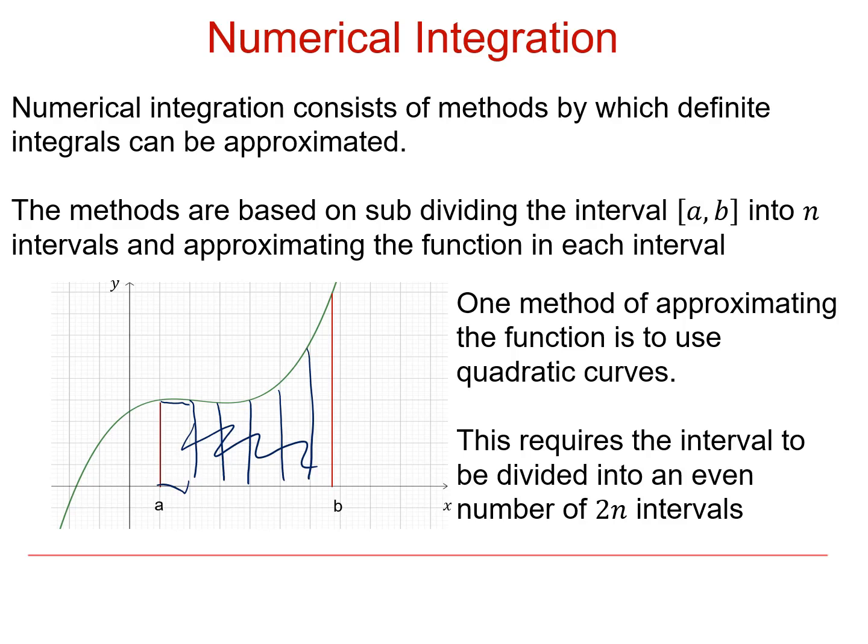One method of approximating the function is to use quadratic curves, but quadratic curves need 3 points to fit them. So 3 points means I'm going to need 2 strips for each quadratic curve. So what that means is to use quadratic curve fitting, which is Simpson's rule, we end up needing 2n intervals, an even number of intervals.